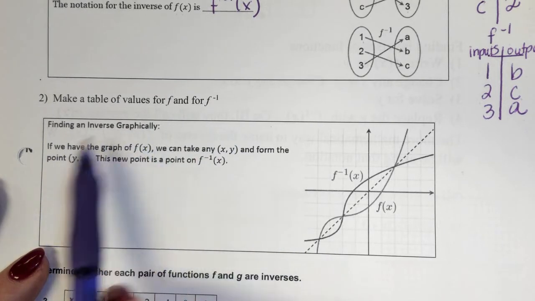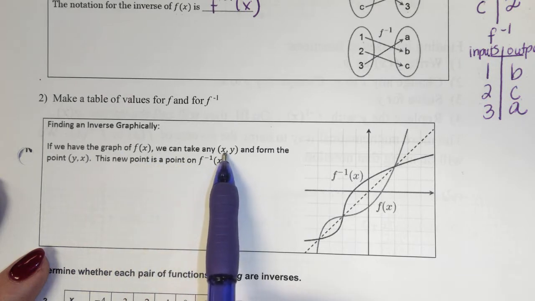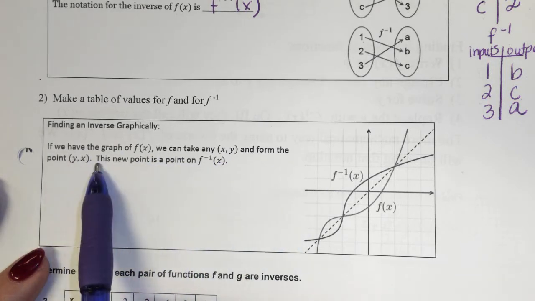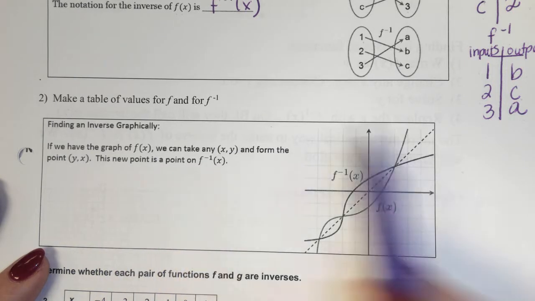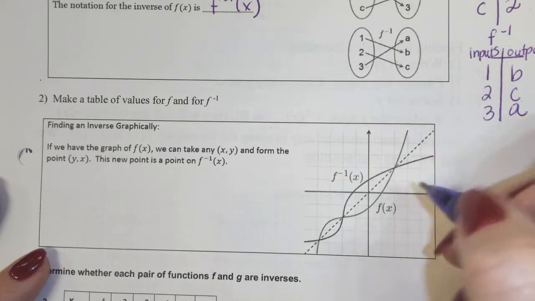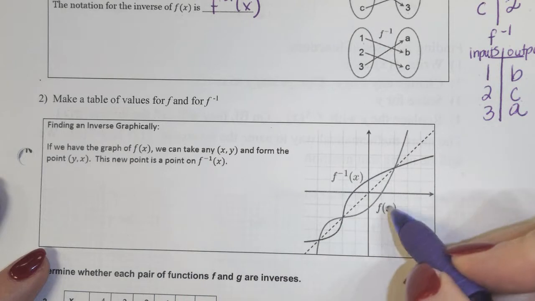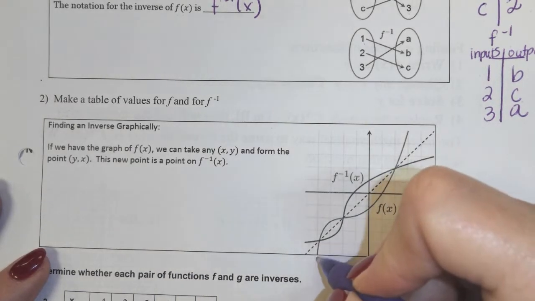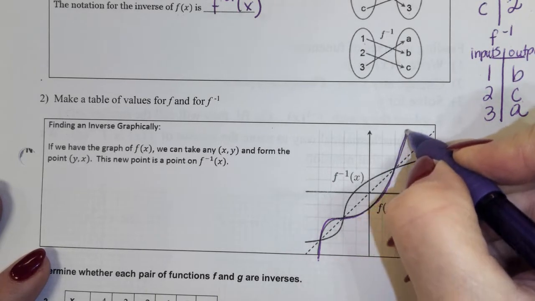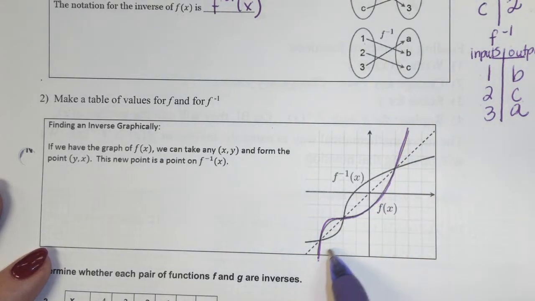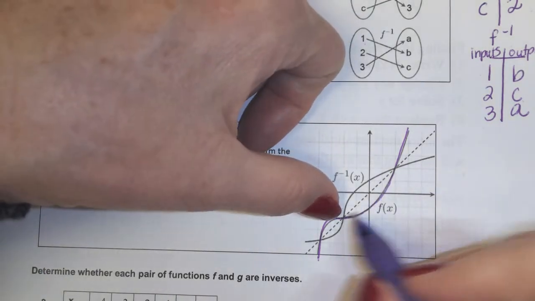So, finding an inverse graphically. If we have the graph of f of x, we can take any (x, y) and form the point (y, x). This new point is a point on the inverse function. So let's take some points we can see. I'm first going to look at the f function, and I'm going to put that in purple so we can see it better. So there's our f function. Just taking a few points, let's look at this point here.